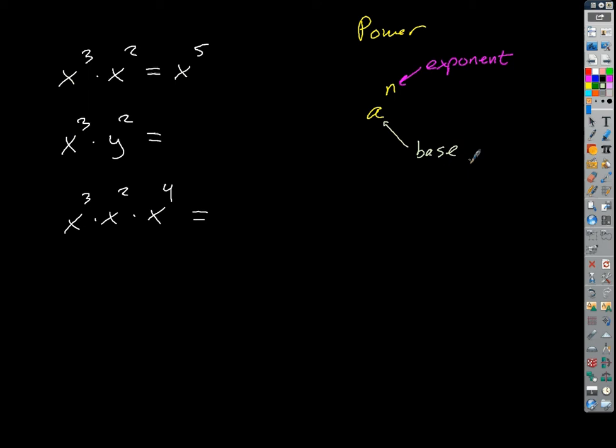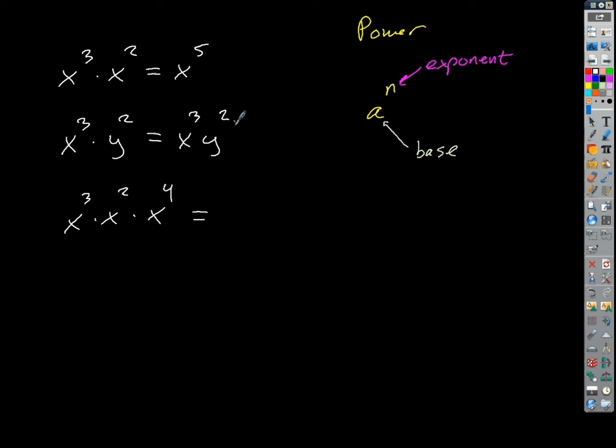If we have like bases, we add the exponents. What do we get from this one? x cubed times y squared. x to the fifth, y to the fifth. x to the third, y squared. That's it. Moral of the story, we can't do anything because we don't have like bases, right? We can't combine those.